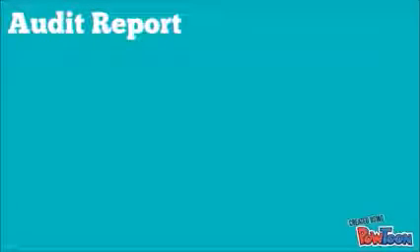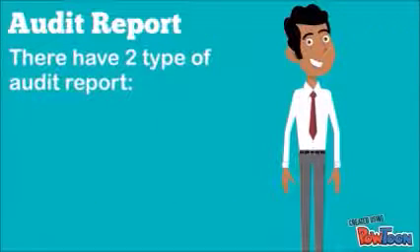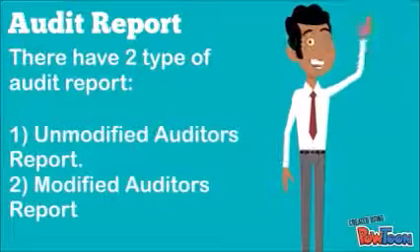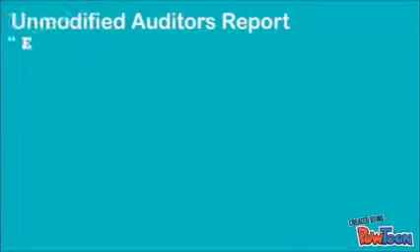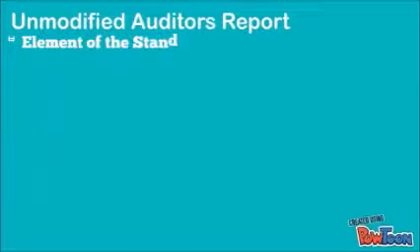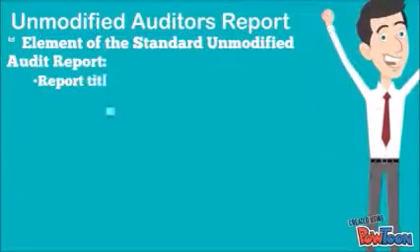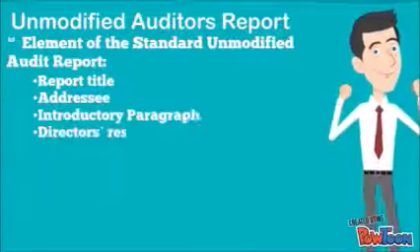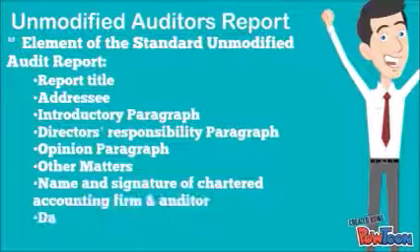Audit report. There are two types of audit report: first, the unmodified auditor's report. Second, the modified auditor's report. Unmodified auditor's report. Elements of the standard unmodified audit report: report title, addressee, introductory paragraph, director's responsibility paragraph, and so on.